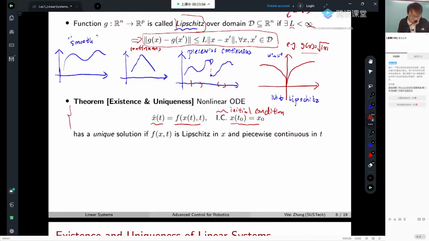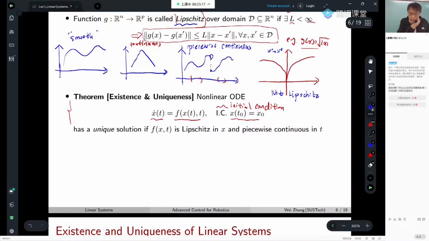Has a unique solution whenever f is Lipschitz in x and piecewise continuous in t. Okay, that's the result you have to keep in mind. I don't want to prove it for you, but I think that we can accept it as a fact.